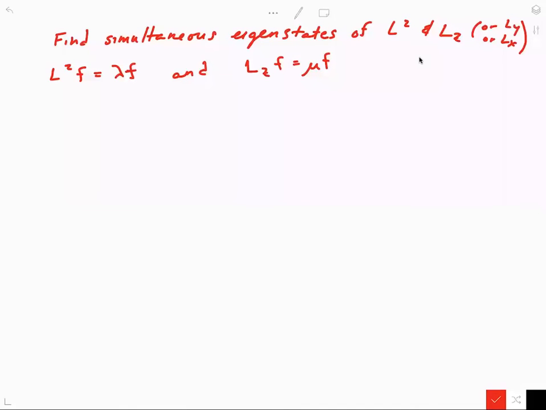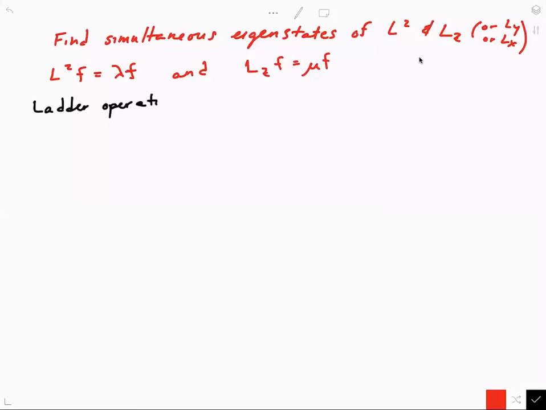Hi guys, so to continue chapter 4, which is quantum in 3D for your quantum 2 class, we're looking at finding simultaneous eigenstates for our angular momentum, the square of our angular momentum, and one of the components of our angular momentum. So what we're going to do to approach this problem is use a ladder operator technique.